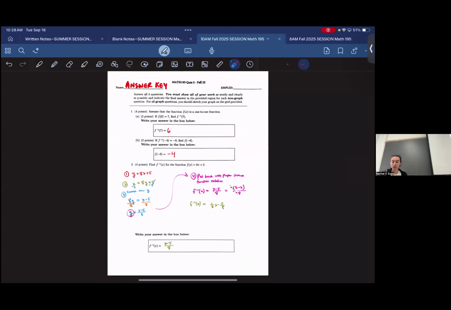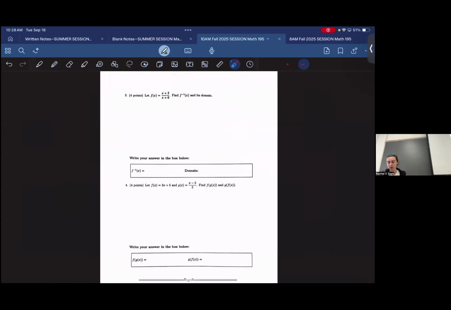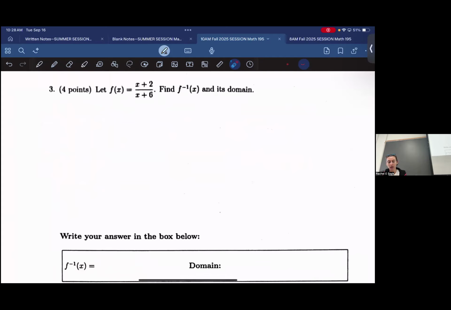All right, let's move on to question 3, which is on the back page. We are once again asked to find the inverse, but now we're looking at a quotient function: x plus 2 divided by x plus 6. Same procedure applies though. First step, put it in terms of y is equal to x plus 2 over x plus 6. Second step, switch your x and y values.